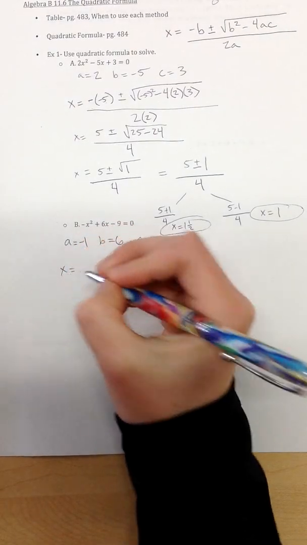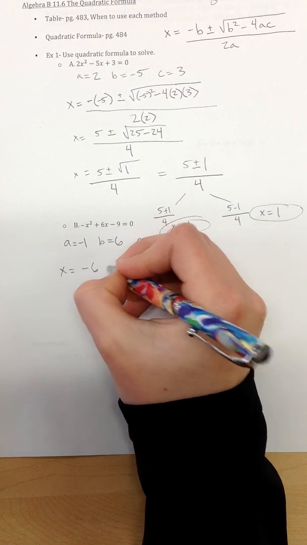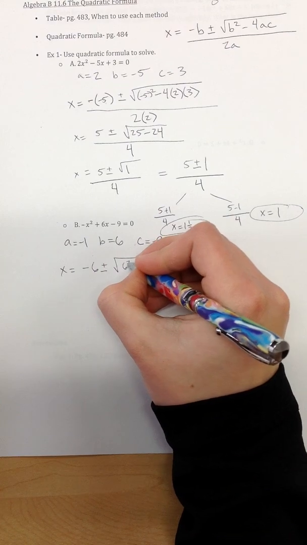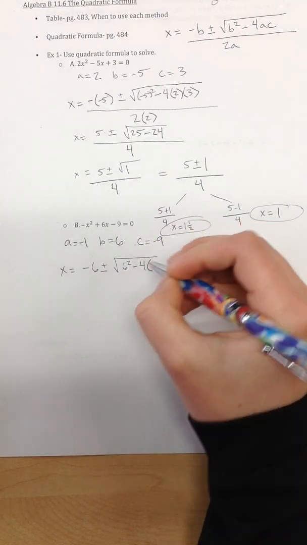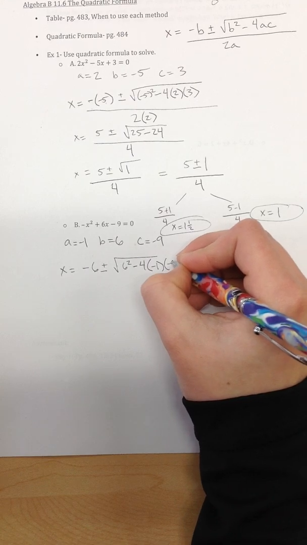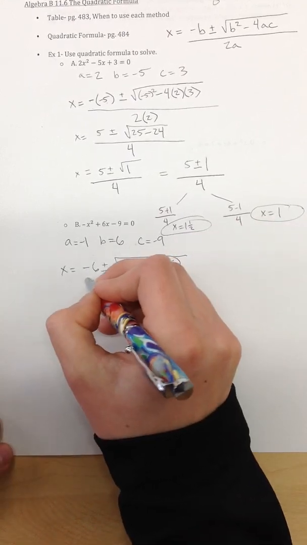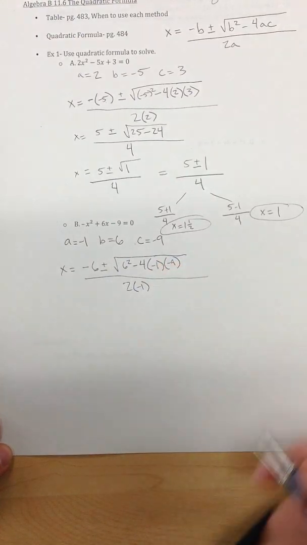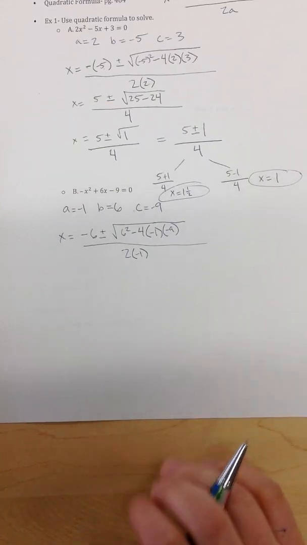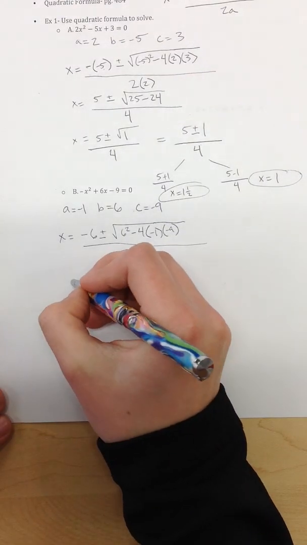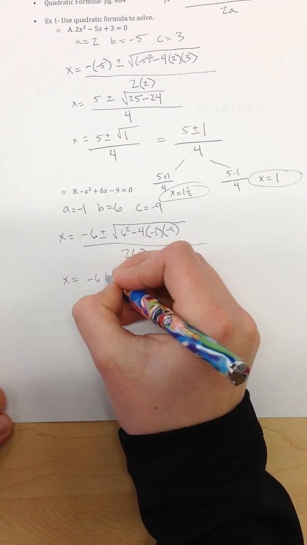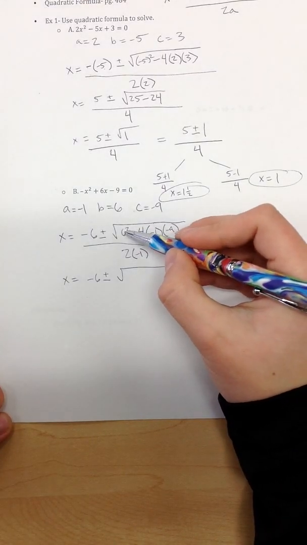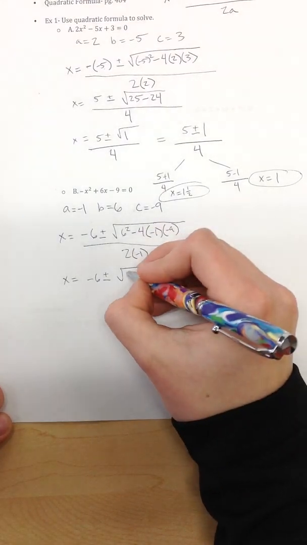So x is equal to negative, and then our b value, so 6 plus or minus square root of b squared, so 6 squared minus 4 times our a value, which is -1, times our c value, which is -9, and then all of that is over 2 times our a value, which is -1. Okay, so we got everything plugged in. Now we do a little bit of simplifying here. So we'd have x is equal to -6 plus or minus, and then under our square root we'll do a little simplifying. So 6 squared would be 36.